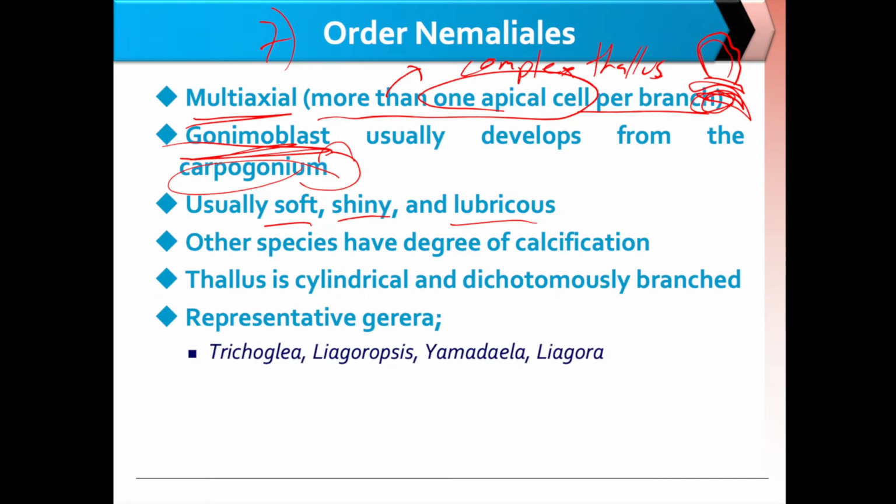They have, nabanggit natin kanina, a certain degree of calcification, some representatives. Okay? So, their thallus can also be cylindrical and dichotomously branched. May makikita natin mga genera under this. And yung mga representatives natin is your Trichogloea, Liagoropsis, Yamadaella, and Liagora. Meron tayo nito dun sa mga collections natin sa lab. Like Liagora, for example. You can look it up there. Ngayon, tignan natin yung life cycle niya ng mga order Nemaliales.